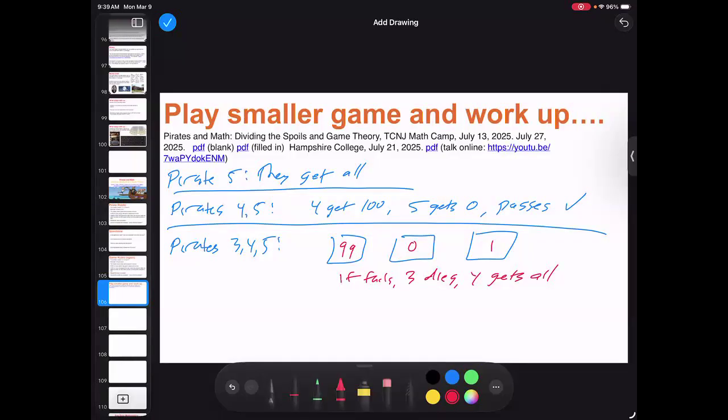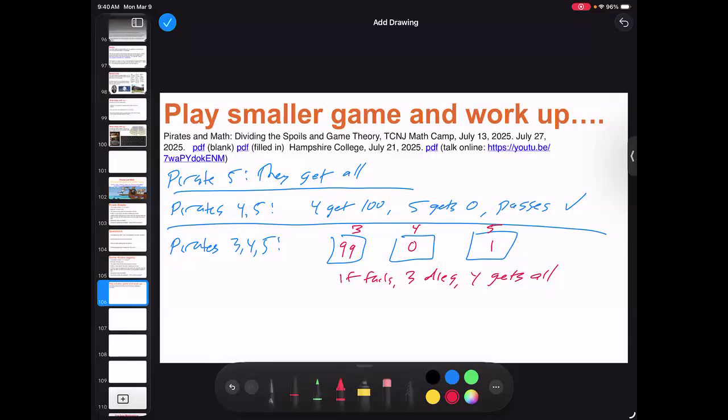And so if 5 goes with it, is Pirate 4 going to support this? No. Pirate 3 doesn't care; Pirate 3 will definitely support this. And Pirate 5, support or not support? I think so, because if it fails, they get nothing.